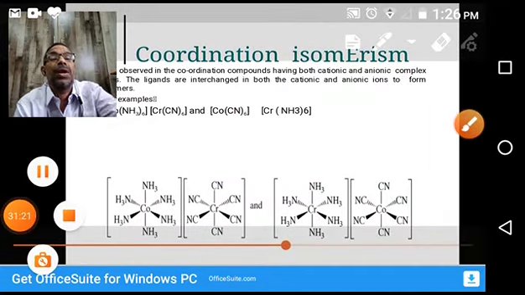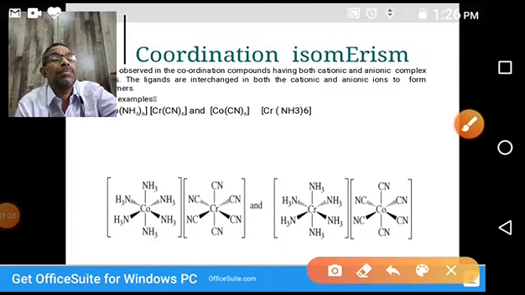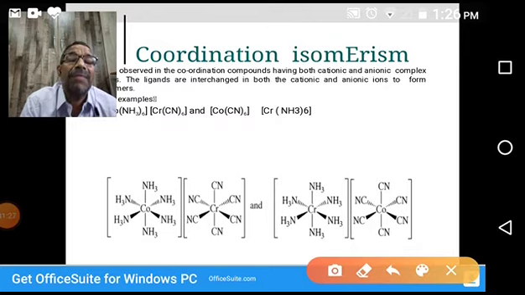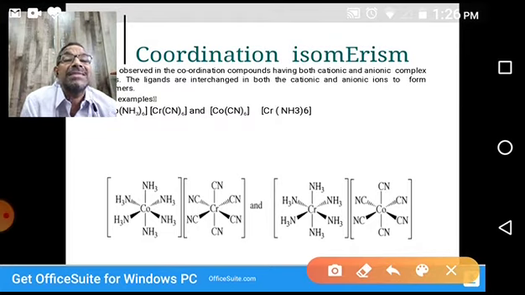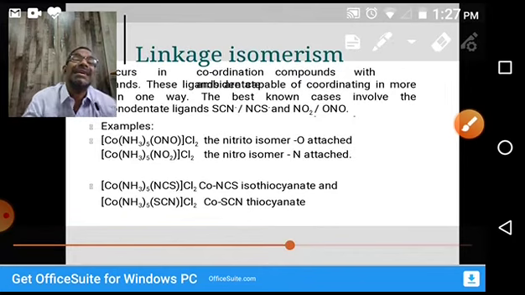In coordination isomerism, what happens? Compounds having a similar formula, but the coordinating ligands change. Due to the difference in coordinating ligands with the central atom, properties are changing. That's why these are called coordination isomers. That's all.